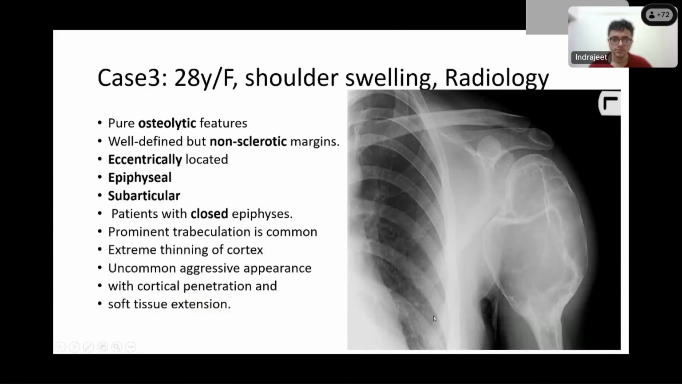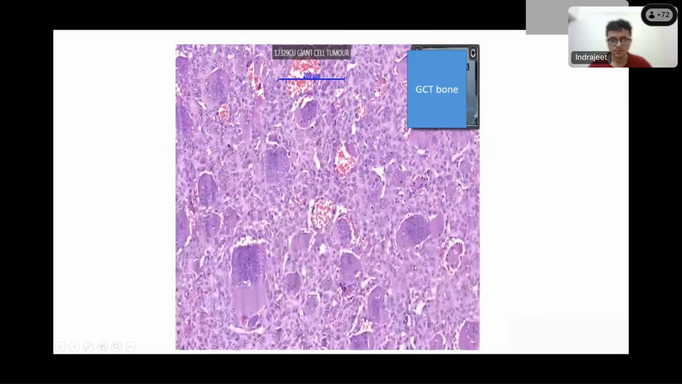Now this is a shoulder swelling. My God, we are running really late today. This is a shoulder swelling, so I'll be very quick. It is osteolytic, epiphyseal, expansile, eccentric, subarticular, with non-sclerotic margins. And what is this now? You tell me, what is this?